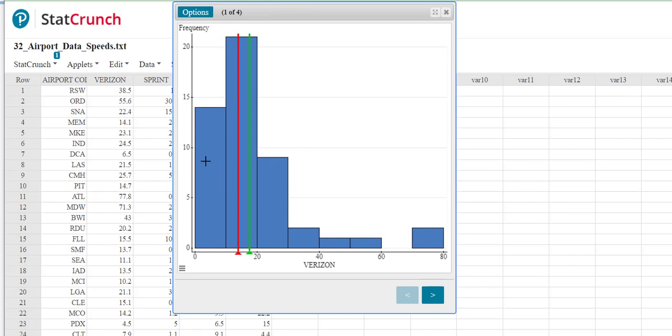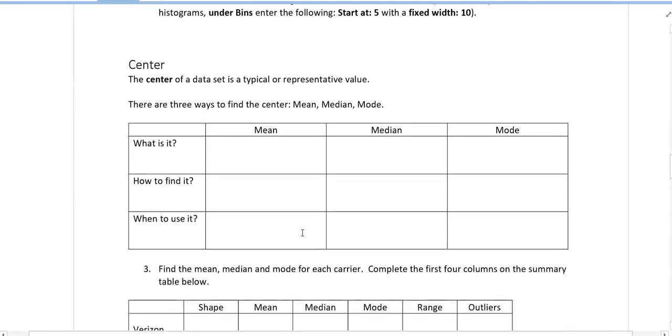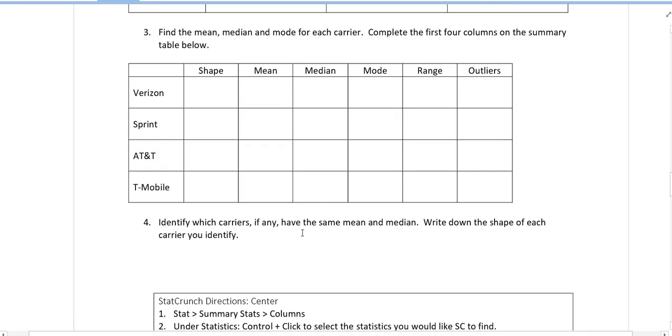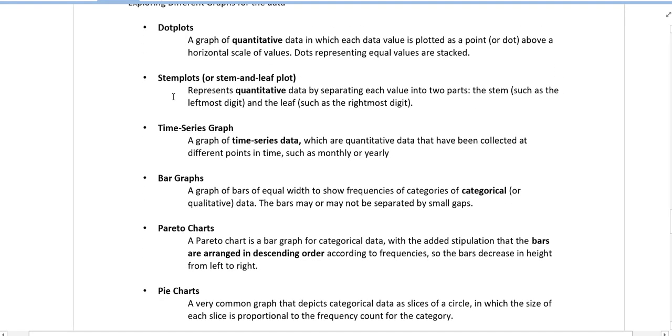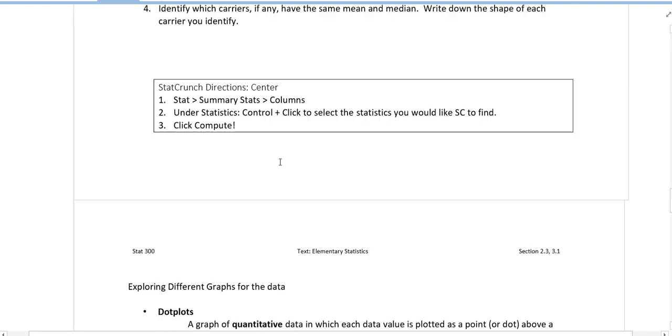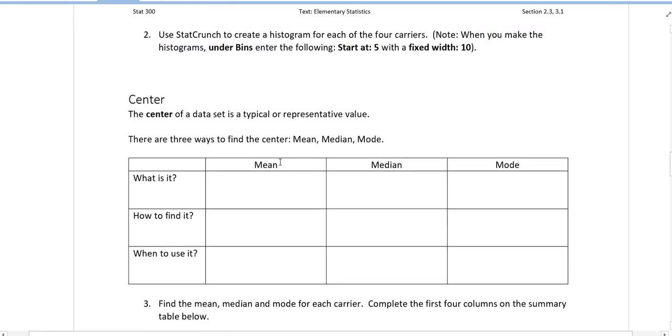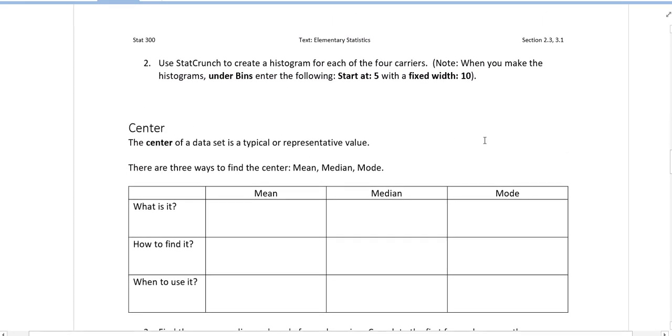All right, so this is how we use StatCrunch to create a histogram or to create a dot plot and other graphs. So let's go back to the notes and see what other graphs we have. Oh, the other graphs, we're going to study our step plots, time series graph, and all these other ones. So let's go back over here to more measures of center.